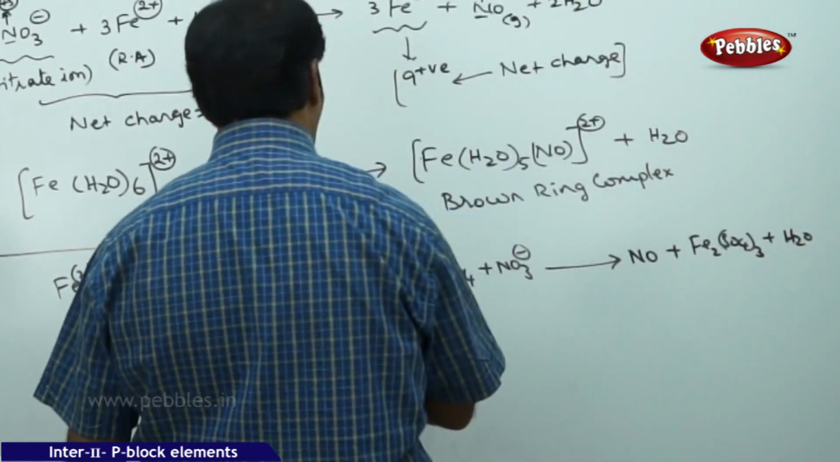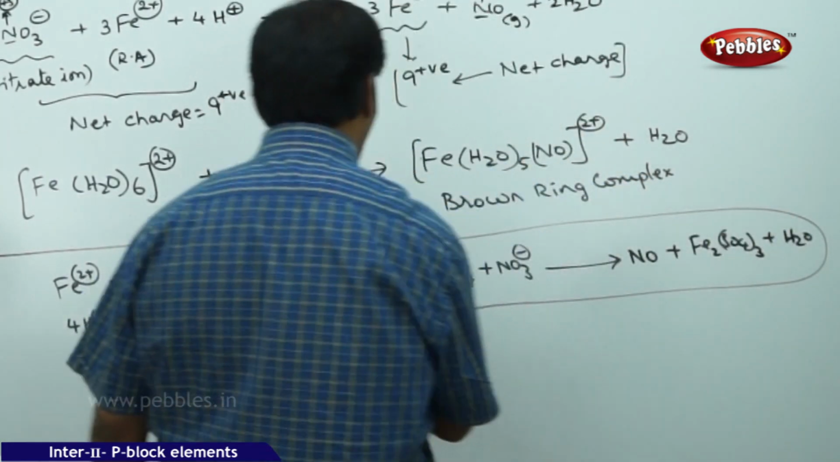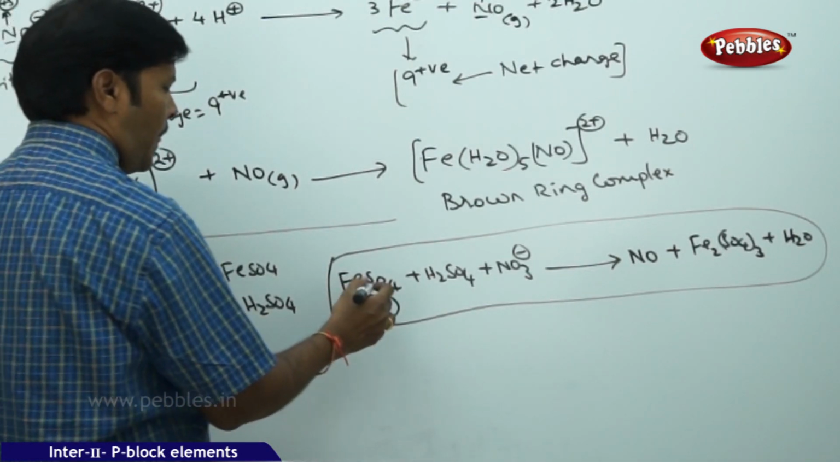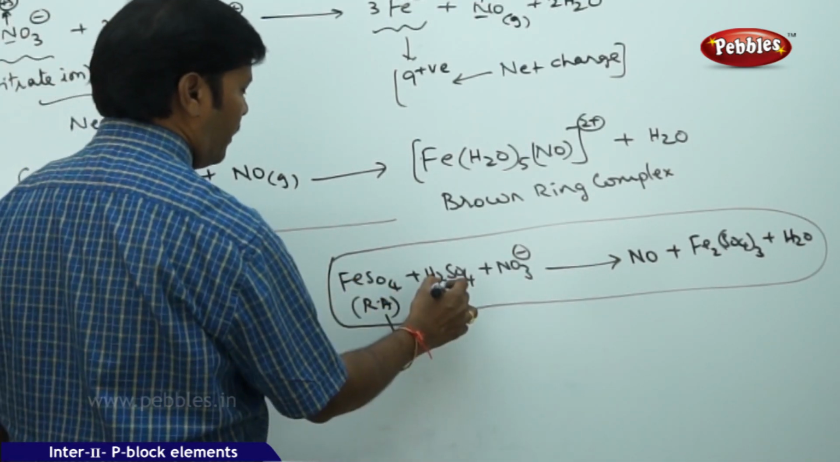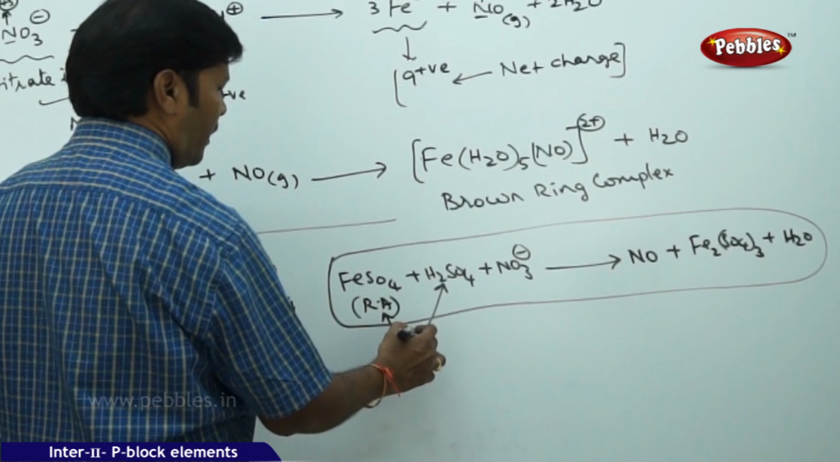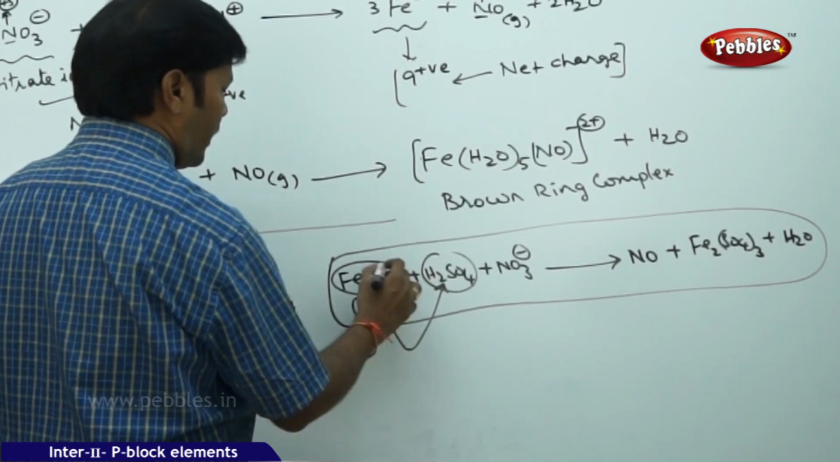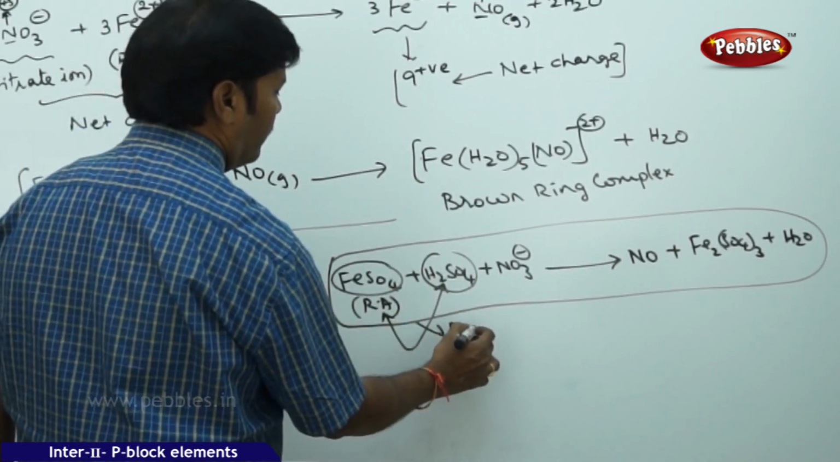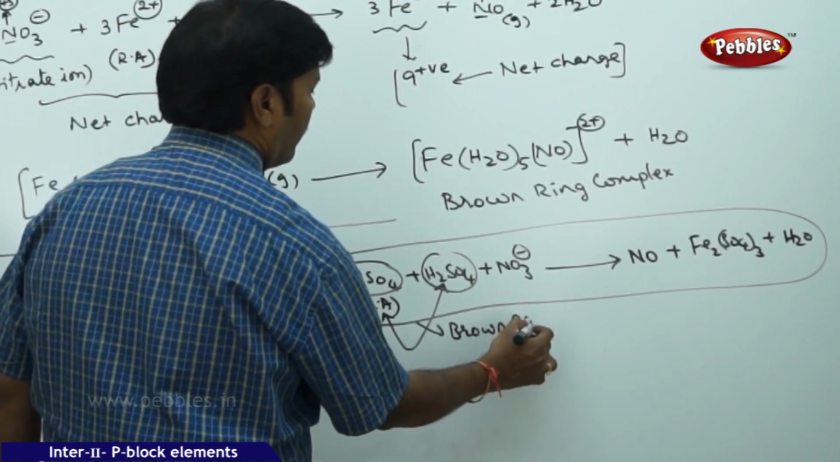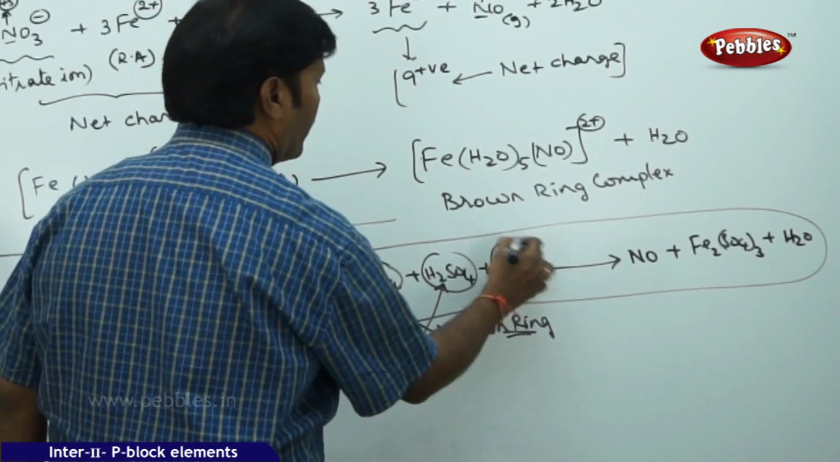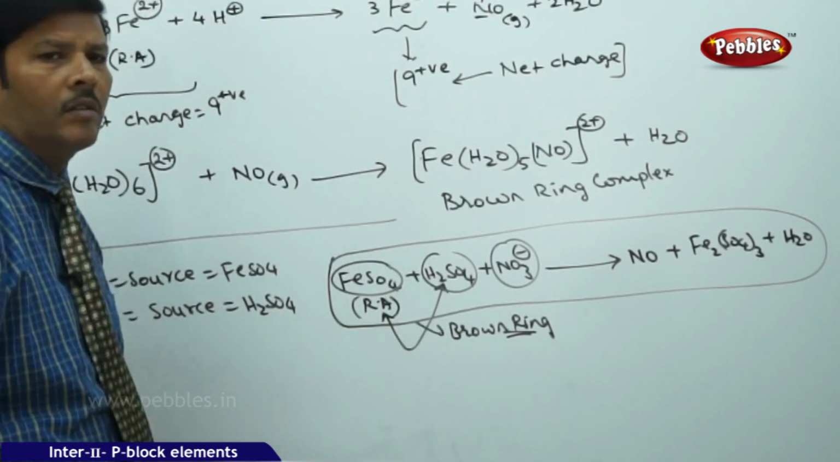Of course, I am not balancing the reaction. The brown ring is found between these two layers, between the sulfuric acid and ferrous sulfate. A brown ring is obtained. The brown ring formation of the nitrate test is because of the formation of this complex.